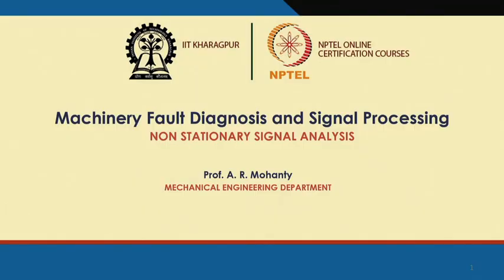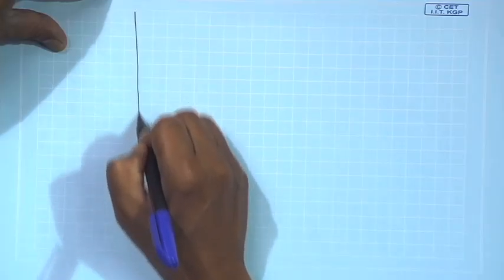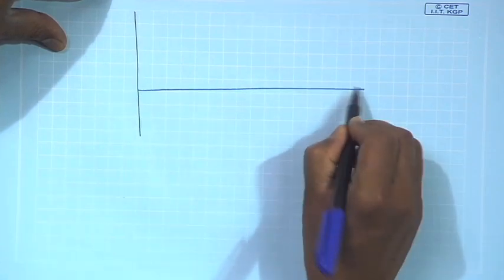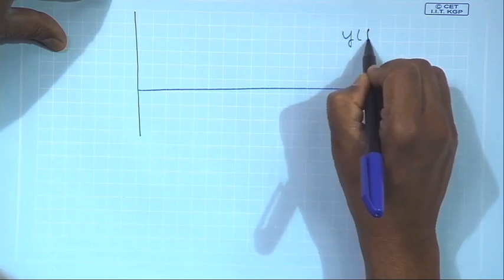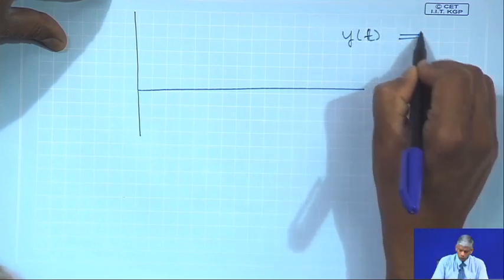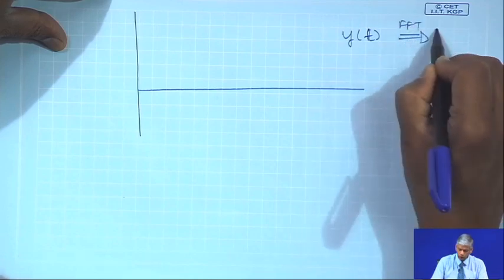In the previous class, we introduced you to the fast Fourier transform. There are certain assumptions in the fast Fourier transform that we are going to talk about in this lecture, and then tell you what other methods there are to find out the frequency content of a signal. Now, when we do the fast Fourier transform, a certain amount of time is used to do this FFT.